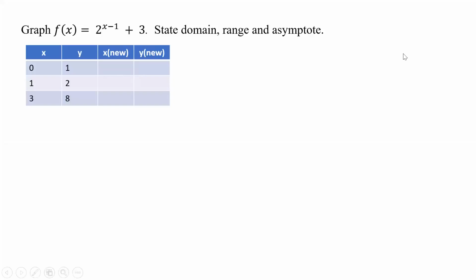All right, so here it says graph f of x equals 2 to the x minus 1 plus 3, state the domain, range, and asymptote. Well, if we look at this function that they just gave us, can we see what the parent function is? Well, the parent function looks to be f of x equals 2 to the x.